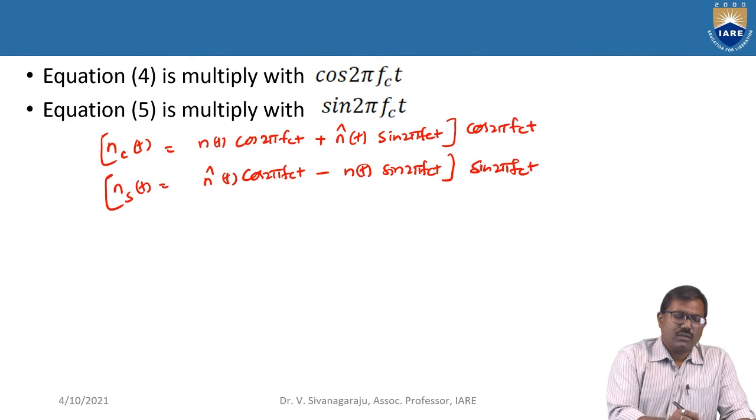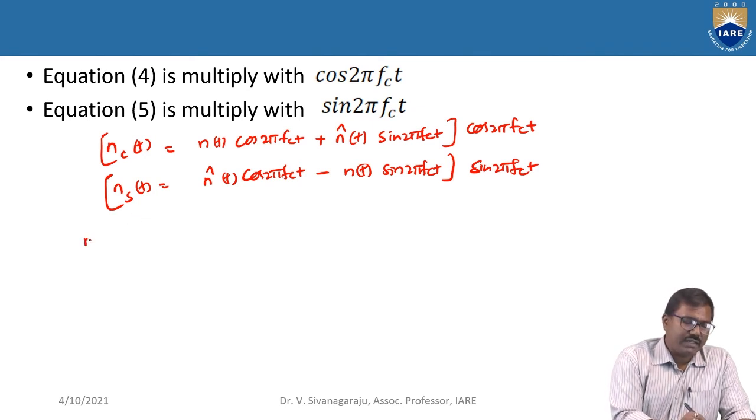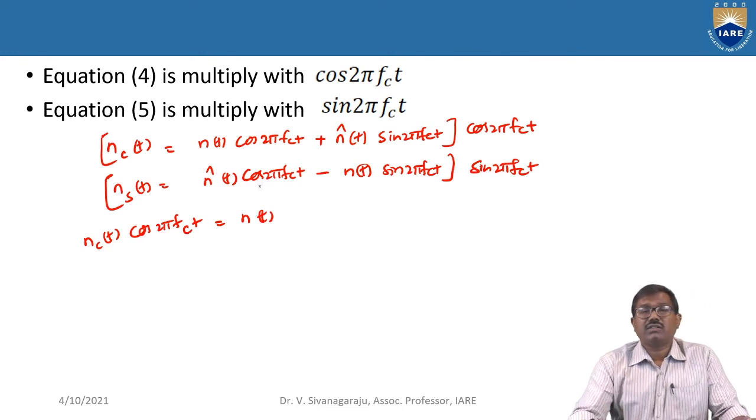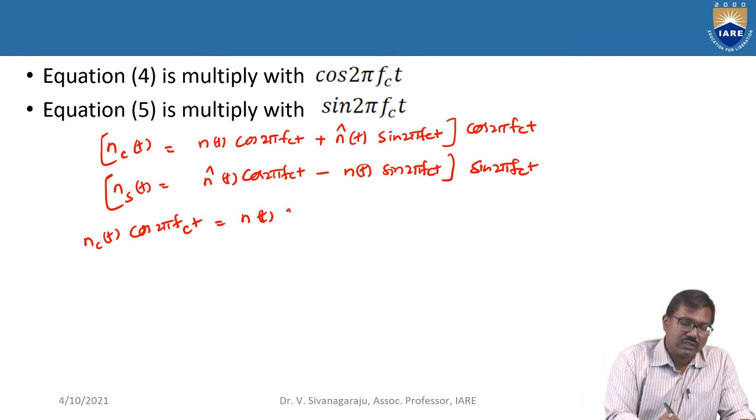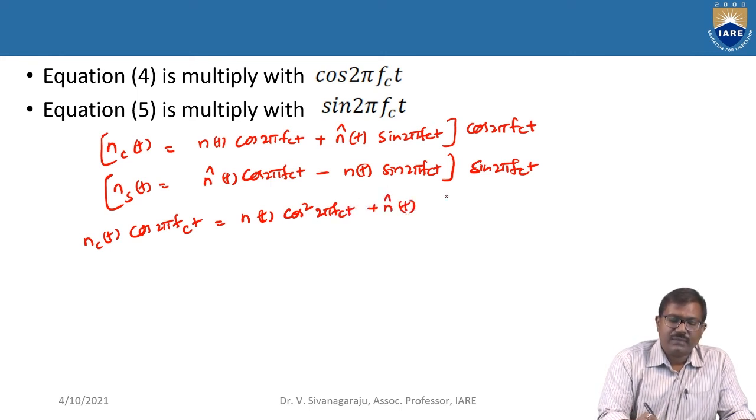So in the first one, we are getting nc of t into cos 2 pi f c t, which is equal to n of t into cos 2 pi f c t, and again we multiply with the cos term. So cos theta into cos theta gives cos square theta. So there is cos square 2 pi f c t plus n cap of t into sin 2 pi f c t, which is multiplied with cos 2 pi f c t.